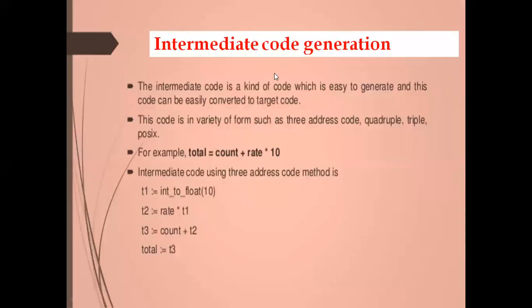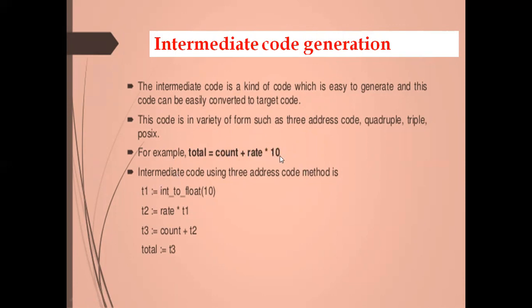Intermediate code is a kind of code that is easy to generate. Here it will use temporary variables and so on. Suppose I have one example: total is equal to count plus rate into 10. Here multiplication is the highest priority. It will find this result, then add it to count, then transfer this value to total. So we need to do these. Intermediate code generation gives a systematic way to compute any operation or do any process. It is a systematic way of how to do it. In the first step, what will we do?